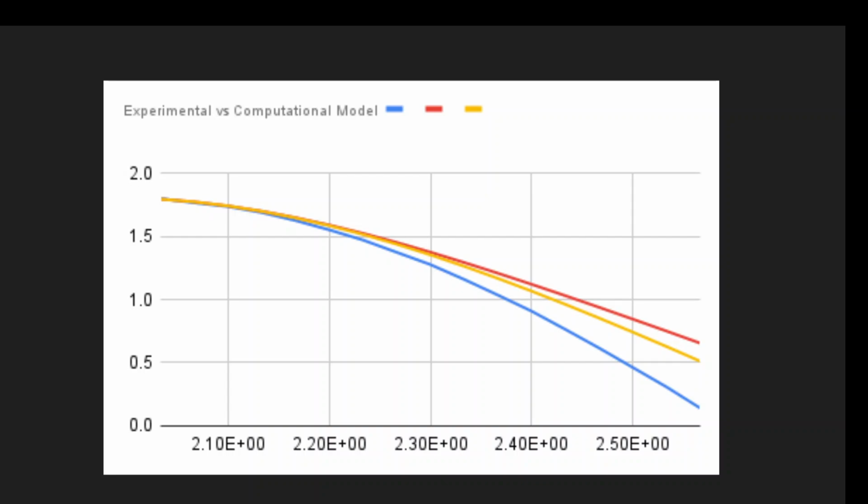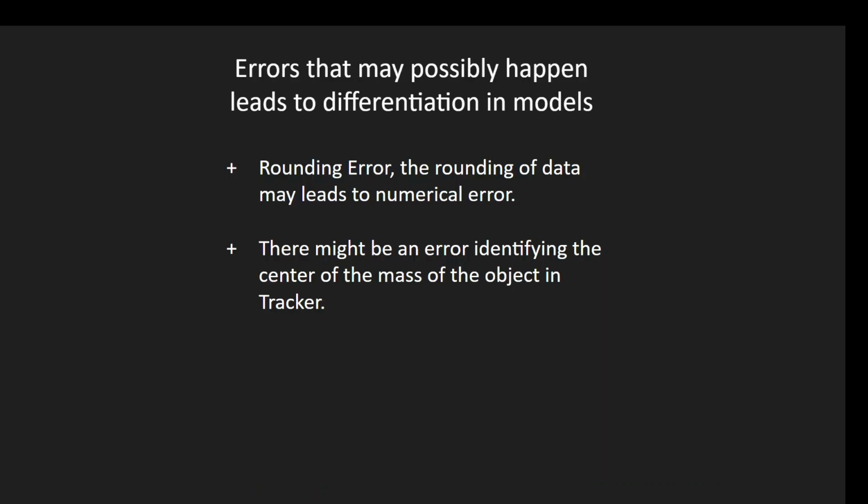Because the setting is the earth, there is air resistance on the ball, and this indicates that my graph has successfully shown there's no large discrepancy in the later time interval between the experimental model and the computational model with drag force, but there's a large discrepancy between the experimental model and the one without drag force. The errors that may account for a little bit of discrepancy in the models are maybe numerical errors, or maybe error identifying the center of mass inside Tracker.